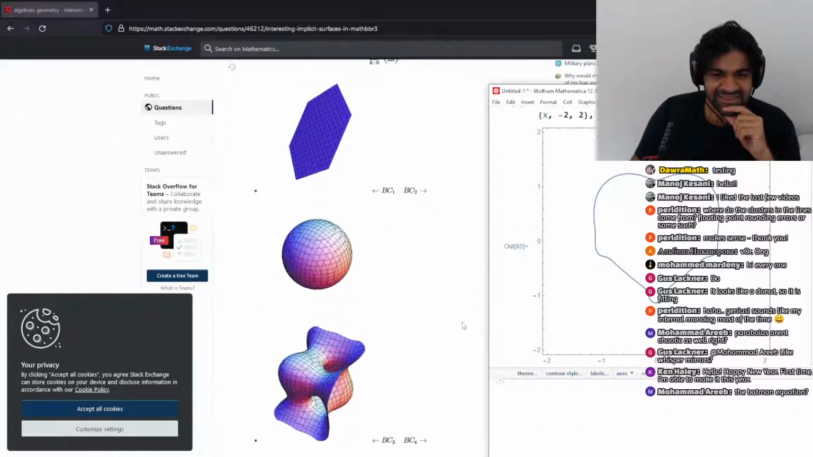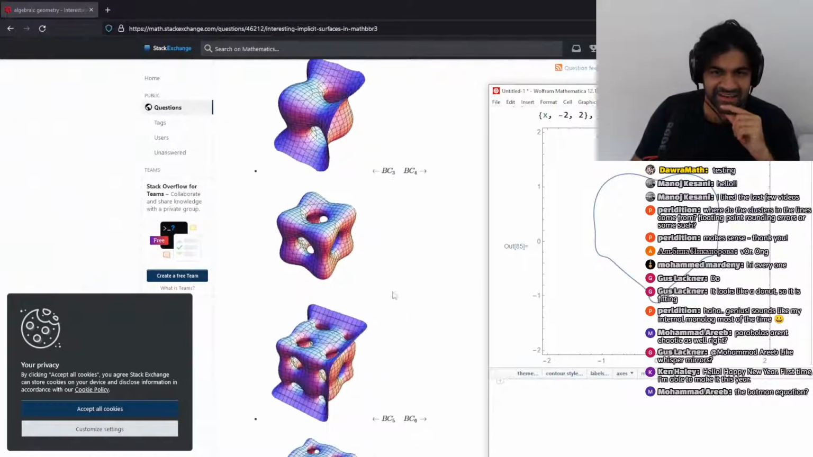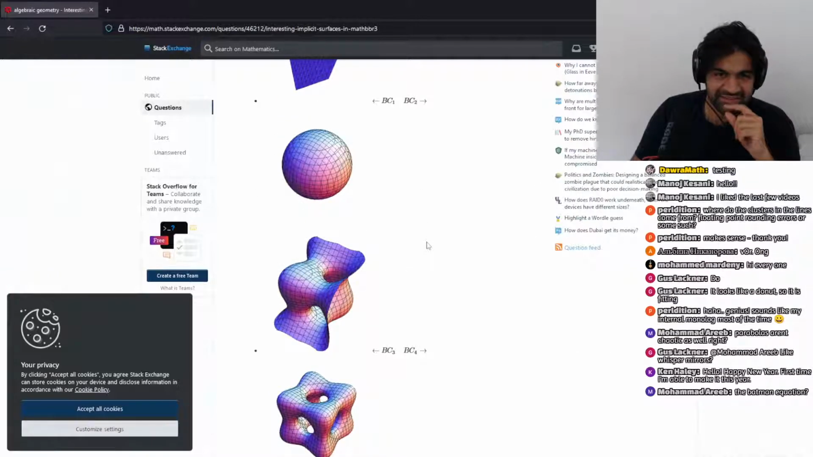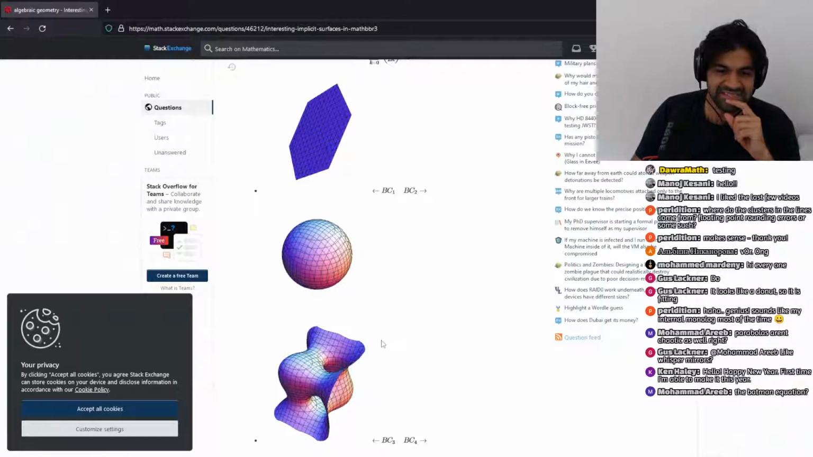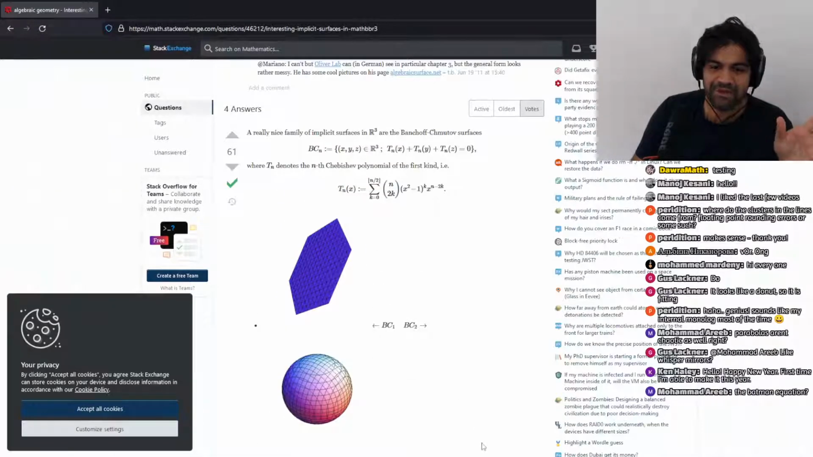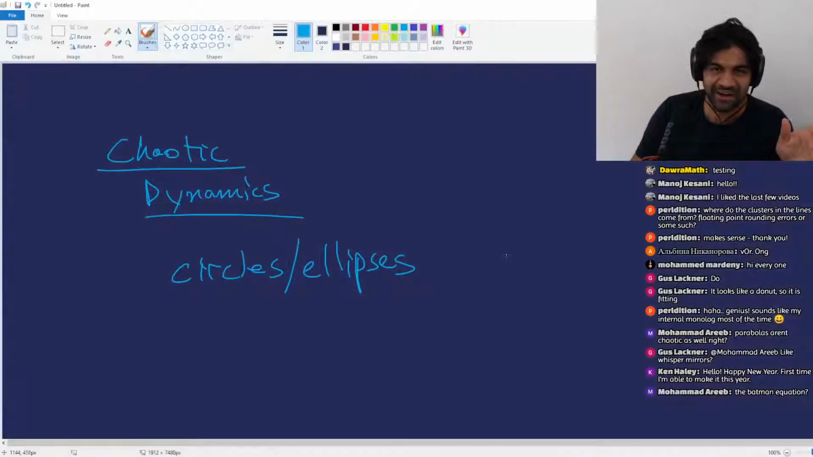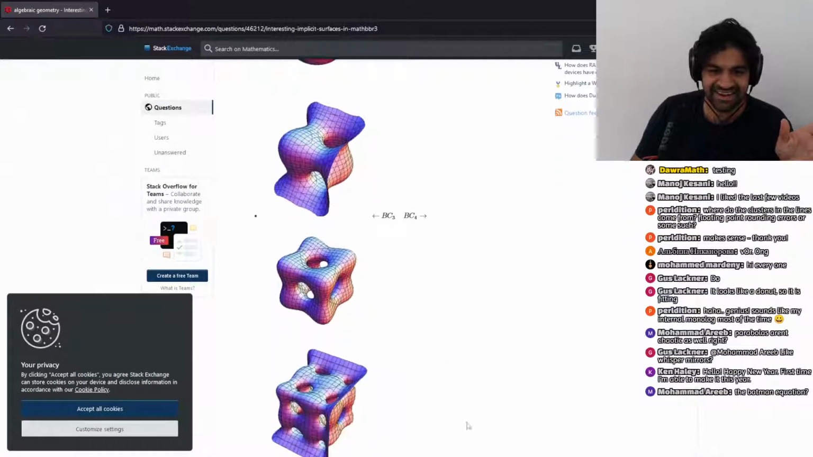This is very interesting. So this is BC3. Okay, maybe we can do something interesting with... So BC1, BC2, this is BC3. Maybe we can do something interesting with BC4. So let's see here. Let's close that.